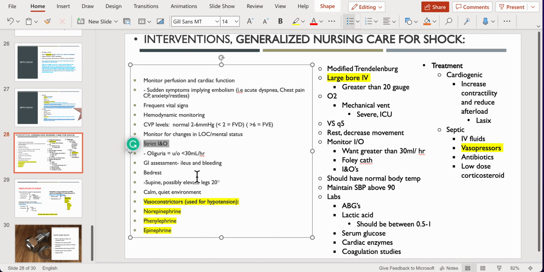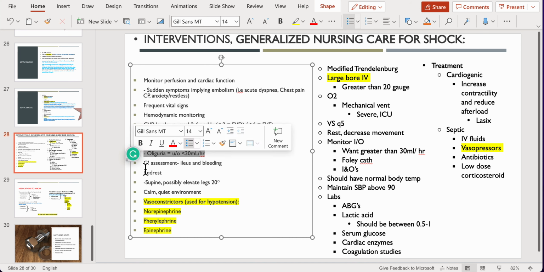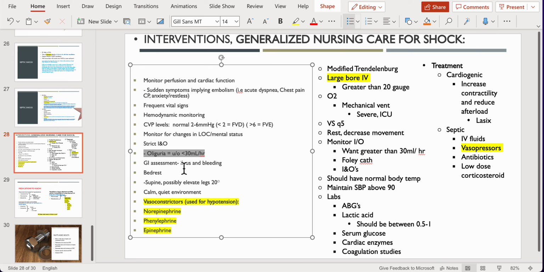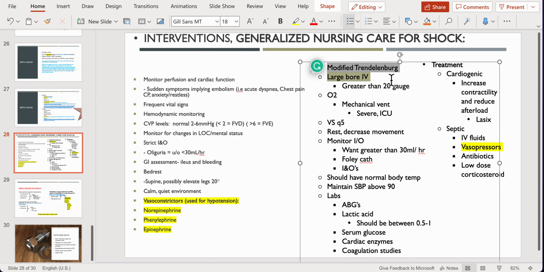Monitor for changes in LOC, mental status. Strict I&O. Oliguria equals urine output less than 30 mL/h. GI assessment: ileus and bleeding. Bed rest. Supine, possibly elevate legs 20 degrees. Calm, quiet environment. Vasoconstrictors, used for hypotension: norepinephrine, phenylephrine, epinephrine. Modified Trendelenburg, large bore IV, greater than 20 gauge. O2.